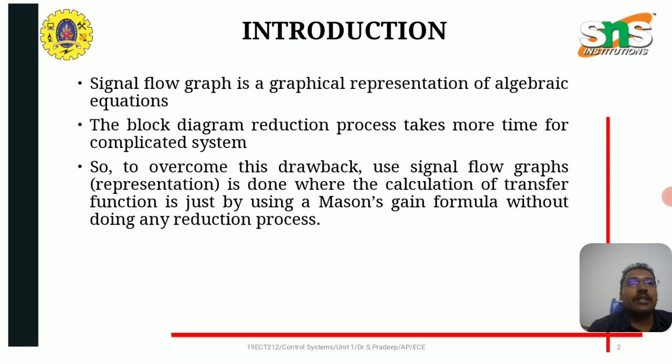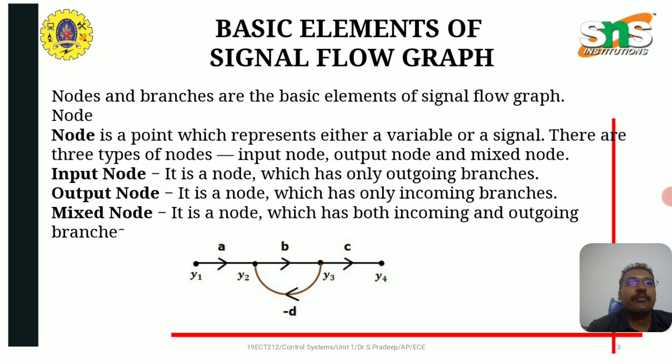The block diagram reduction process takes more time for a complicated system. To overcome this drawback, signal flow graphs are used, where the calculation of the transfer function is done just by using Mason's gain formula without doing any reduction process.